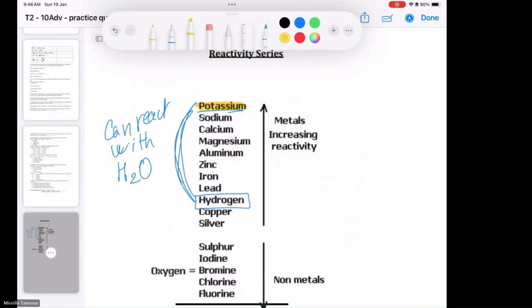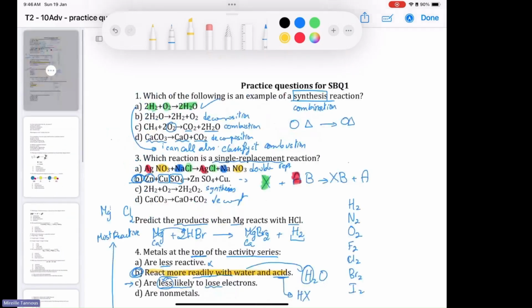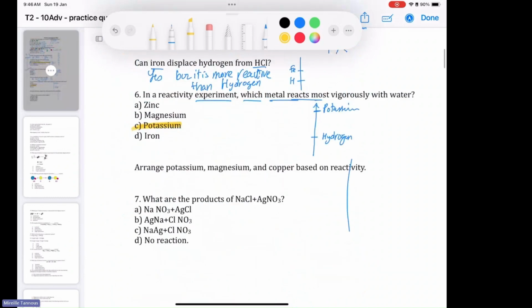Potassium, magnesium, copper. Copper is the least. So they want the arrangement to be based on reactivity. So from highest to lowest.